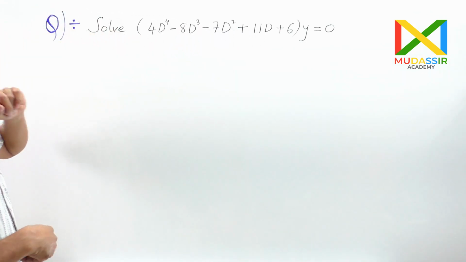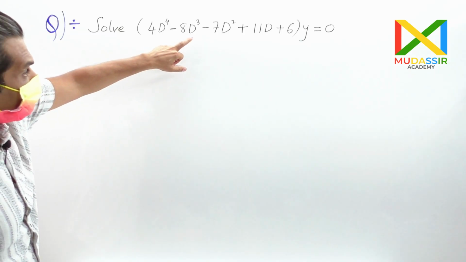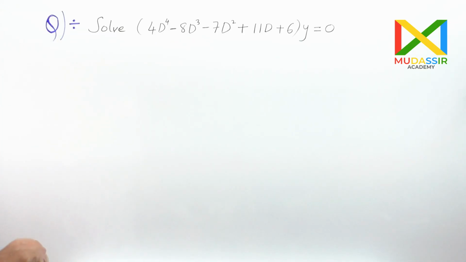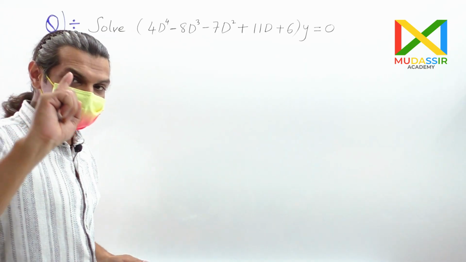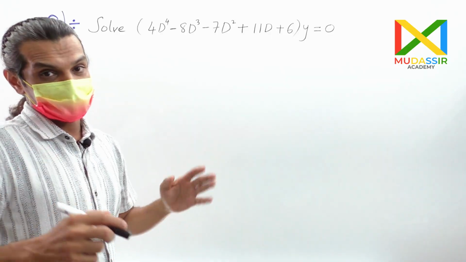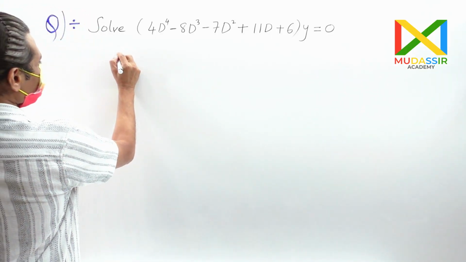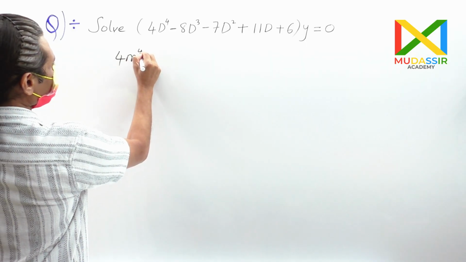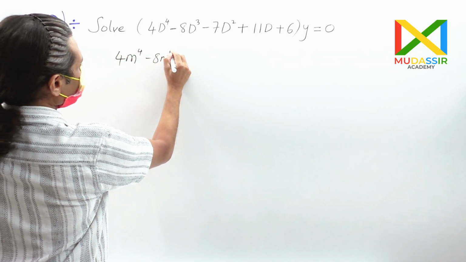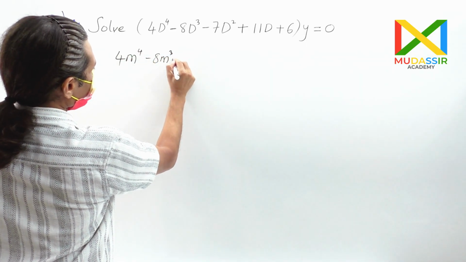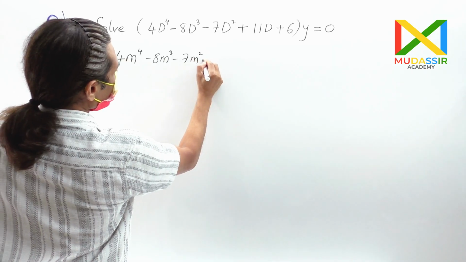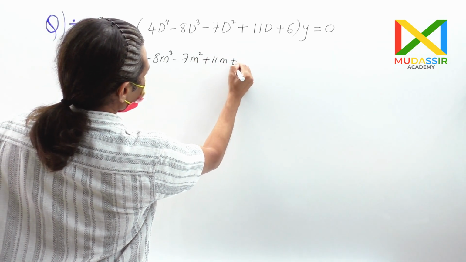So once again, solve (4D^4 - 8D^3 - 7D^2 + 11D + 6)y = 0. So what's the first thing we do? We write the auxiliary equation. That means we write D as m. Okay, simple. So we write 4m^4 - 8m^3 - 7m^2 + 11m + 6 = 0.